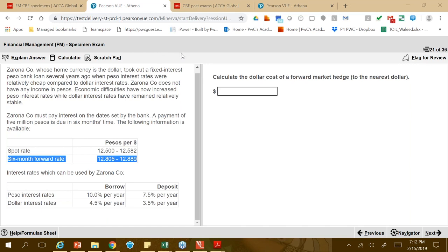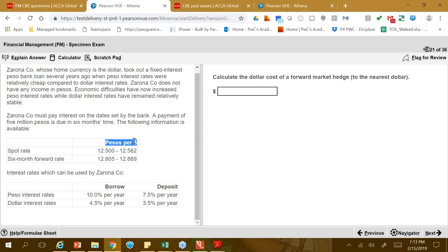Some answers are coming in now. 12.805, yes, right. Because what you remember from today's session is that if the rates are quoted as FX/home, which they are here, and if it's a receipt, I'll use the right hand rate. But if it's a payment, I'll use the left hand rate, which is the 12.805. So let's just convert the 5 million into the dollar value. 5 million divided by 12.805 gives us 390,472.